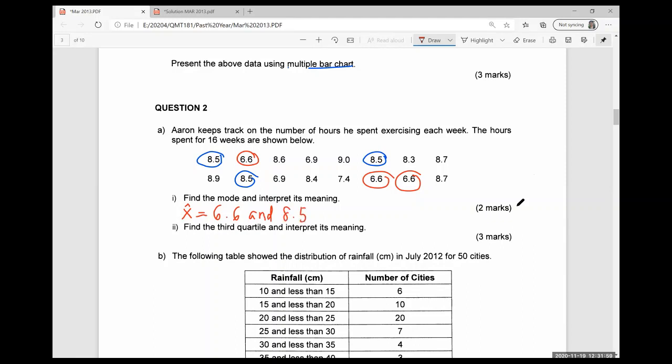Okay, and then remember, how do you interpret its meaning? Whenever you want to interpret the mode value, you must have the word most.